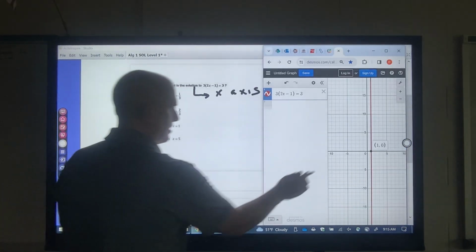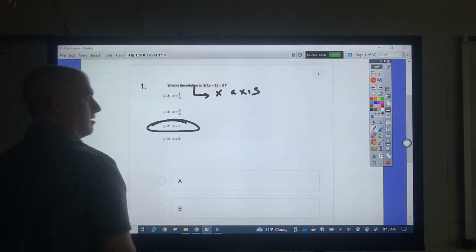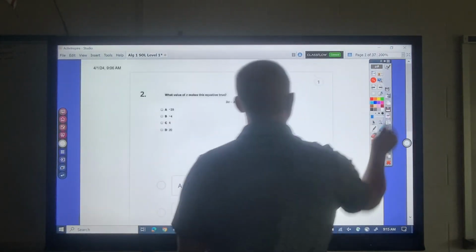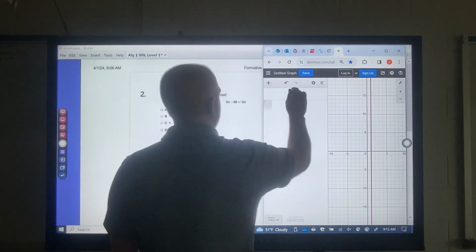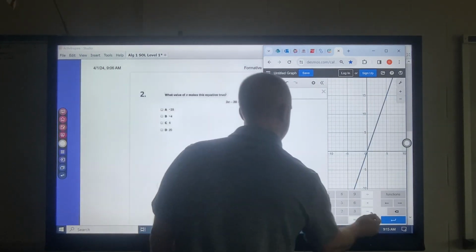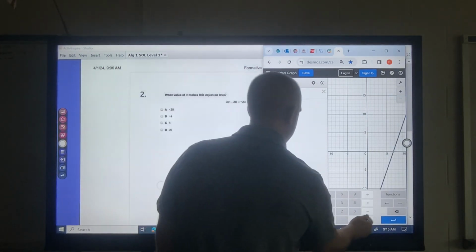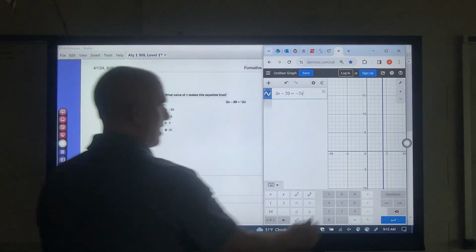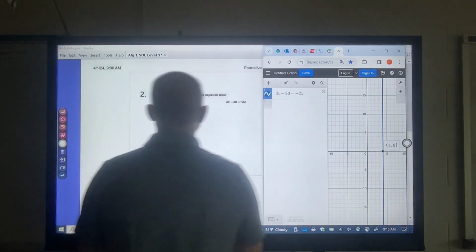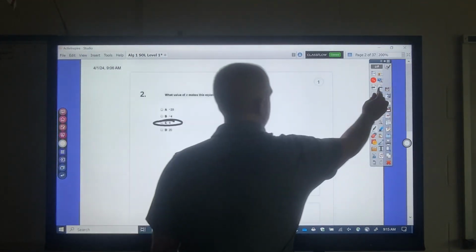All I did is put that dot there, that's 1. We're going to do a bunch of questions like that now. What's the solution of this? I just go into Desmos, 3x minus 20 equals negative 2x, and then touch that there. It's 4, it's my answer.